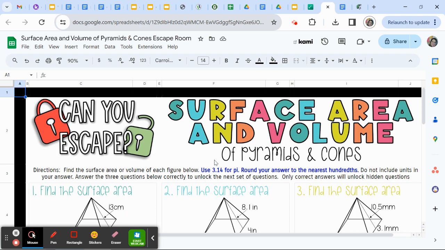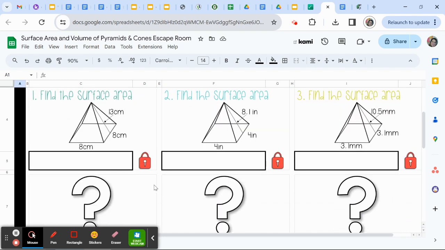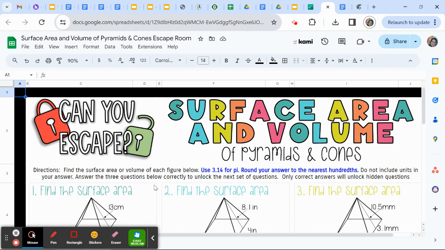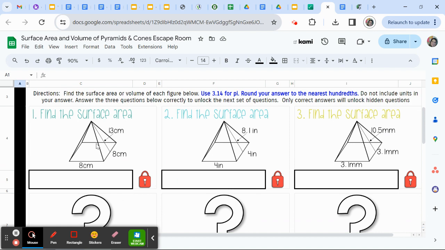So I found an escape room. The only thing with the escape room though is it does have surface area. You might have done surface area in seventh grade, but it's been a while, so we need to review it. Okay. So you're going to have to do surface area first for these three pyramids.